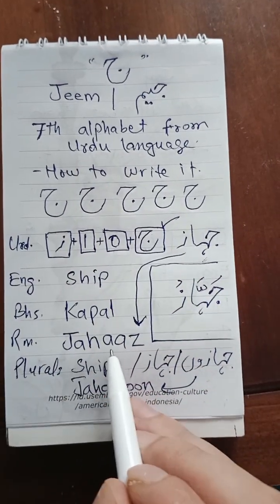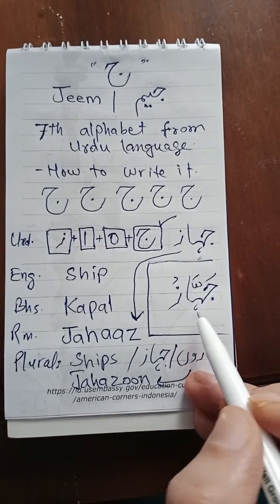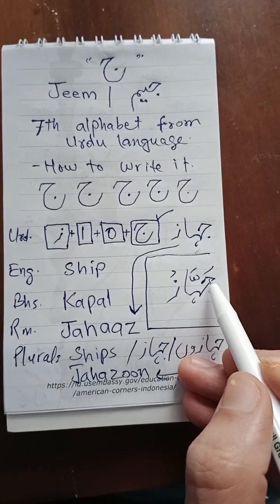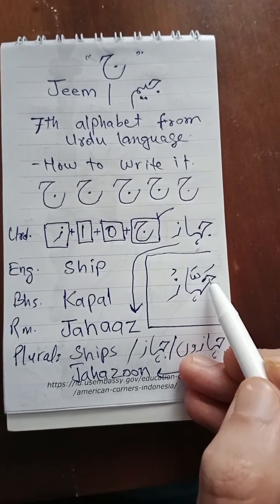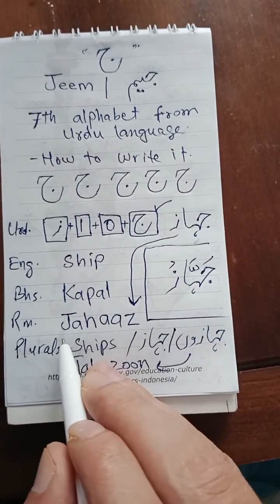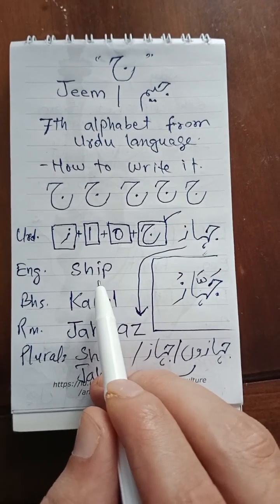So from Jeem we can make the word jahaz, like this, jahaz. So if we add some Arab for our understanding, it's not an Arabic word, but for our understanding, then it will be jahaz, like this jahaz. So in Roman we will write jahaz. In English we call it ship.